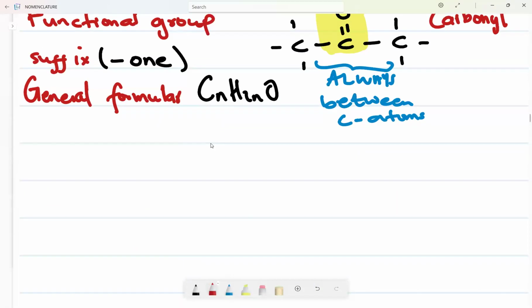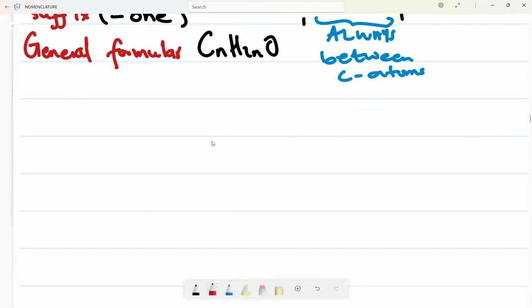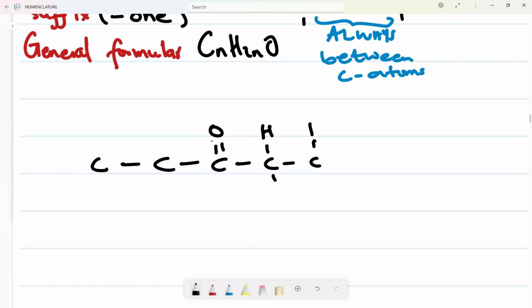Okay? Yes. Now let's draw structures for this one. When you draw structures for this one, we should be very, very careful, because we might find ourselves in very serious danger. Okay?